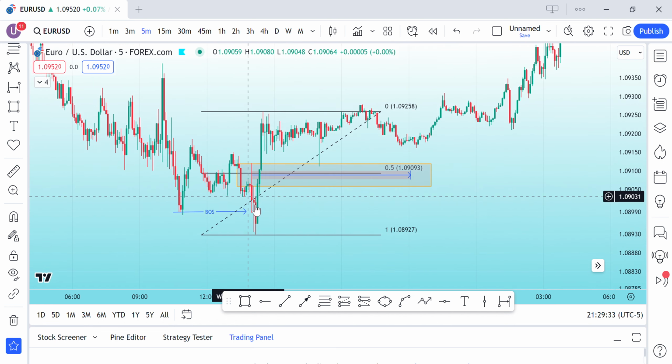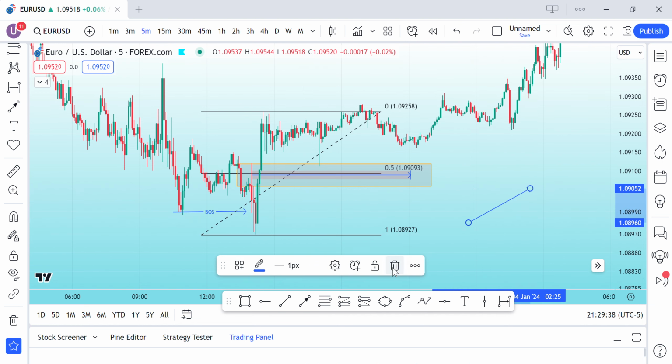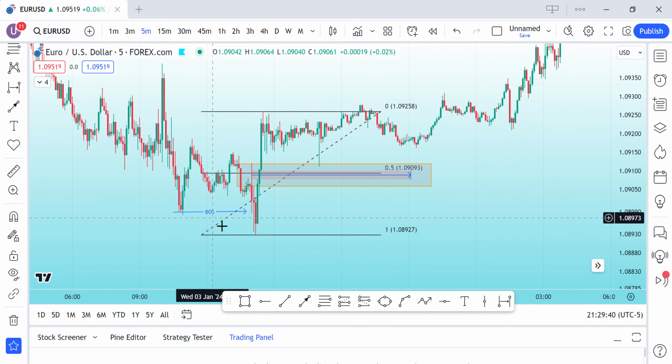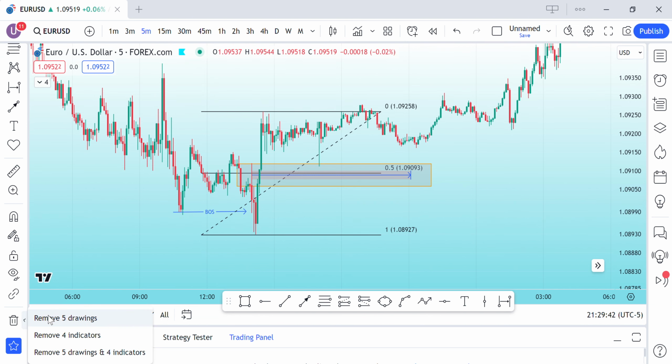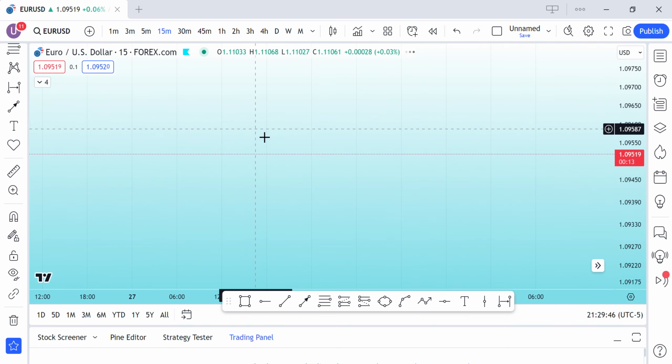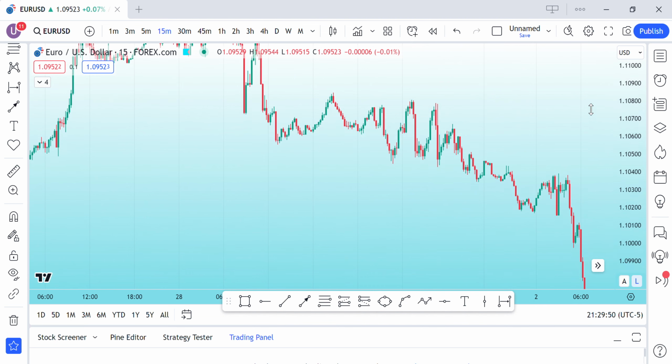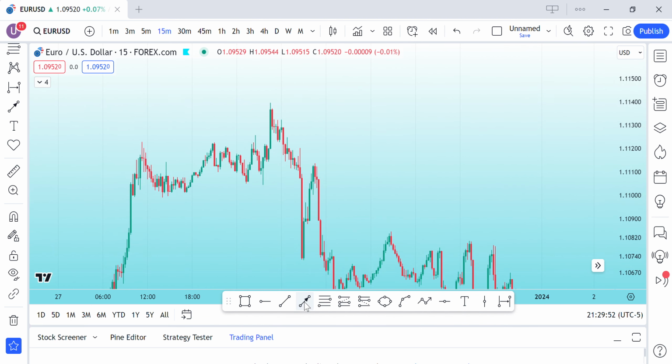So what makes a valid breaker block is that there must always be a break of structure. A break of structure must take place for a valid breaker block. Let me find you another breaker block. Okay, let me find you a better breaker block. Now this is a breaker block here again. There was a structural break here. You can see it here.